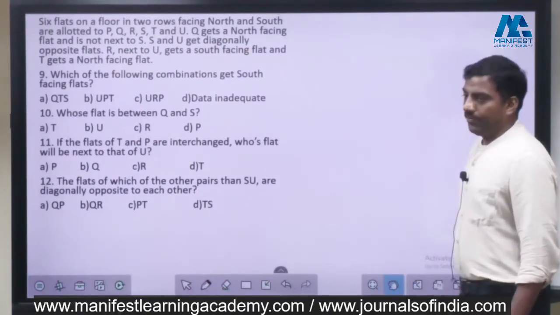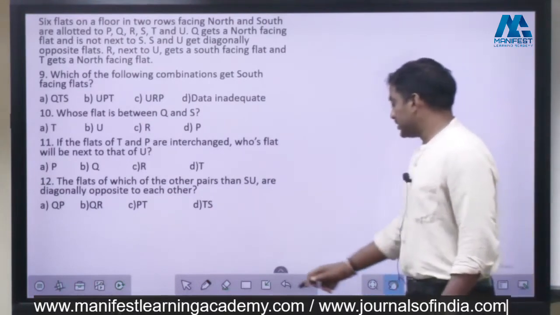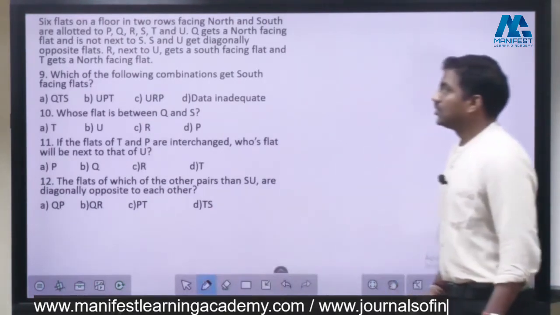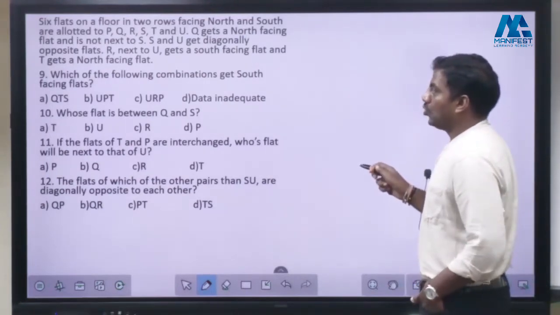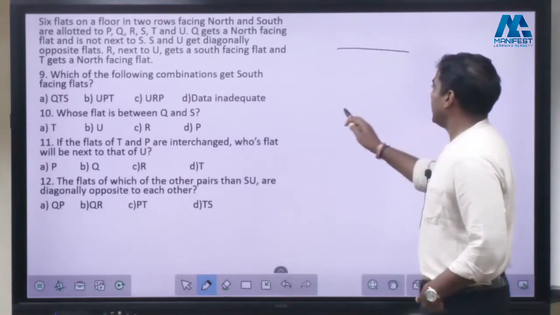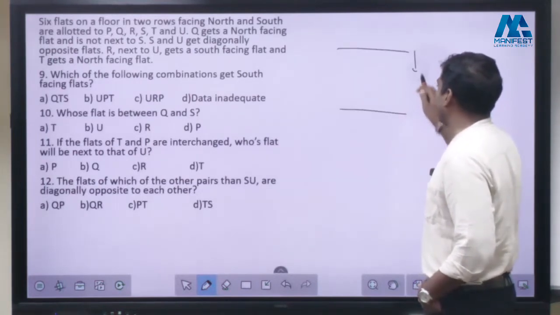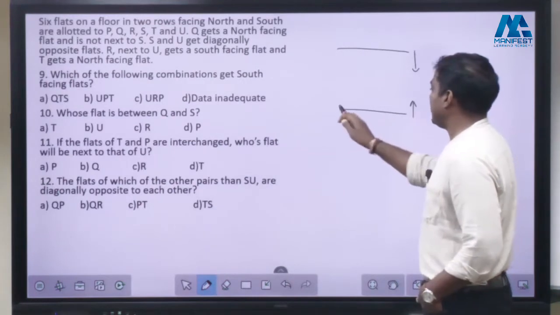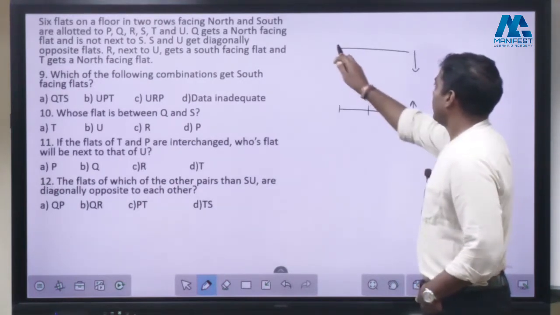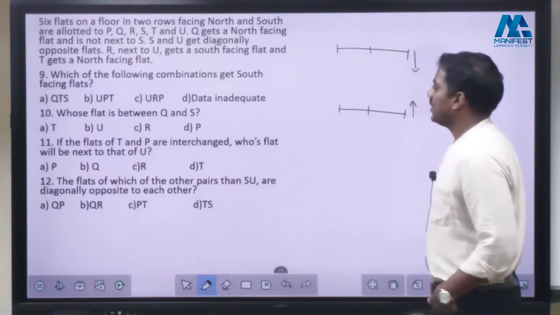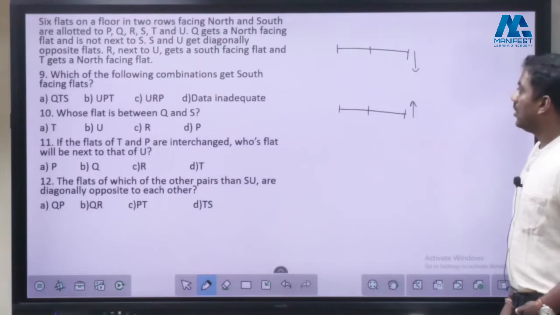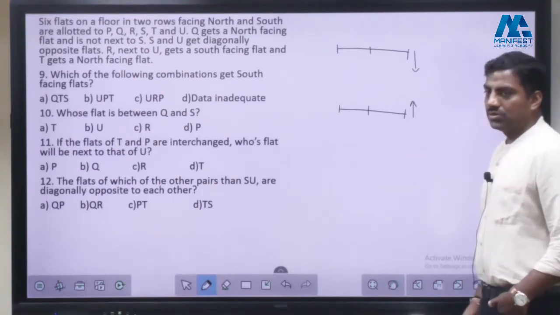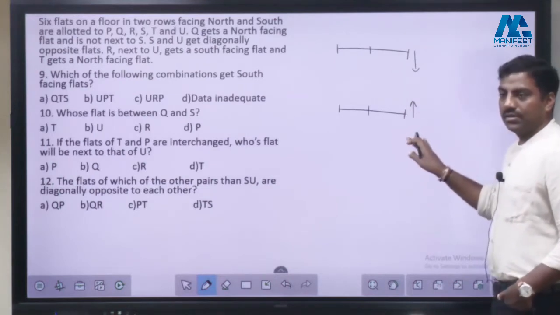Six flats on a floor in two rows facing north and south. So can I write like this? Flats facing north and flats facing south. Is that fine? Yeah. Then Q gets a north facing flat. So where should Q come? In this line or this line?